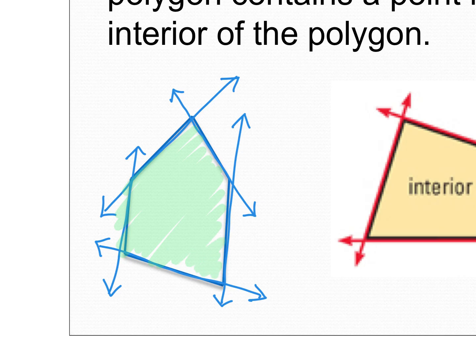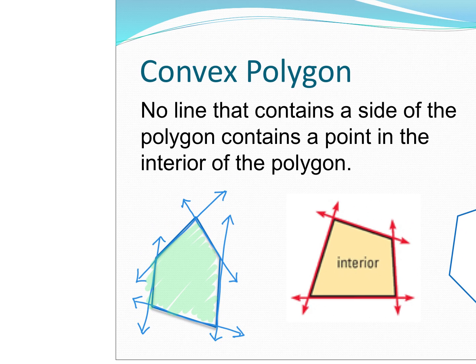Do any of those lines go on the inside? Does it cross on the inside anywhere? No, then this is convex. Okay, so something we need to know, none of the lines go in the interior.